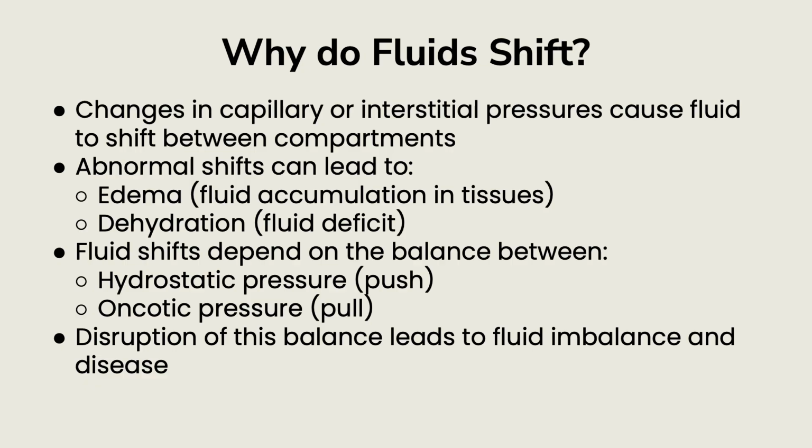So these fluids basically, why do they shift? Fluid moves across the capillaries, and all of this movement depends on four major pressures: capillary hydrostatic pressure, plasma oncotic pressure, interstitial hydrostatic pressure, and interstitial oncotic pressure. At the arterial end, as we mentioned, hydrostatic pressure is greater, and in the venous end, we mentioned the oncotic pressure is greater.